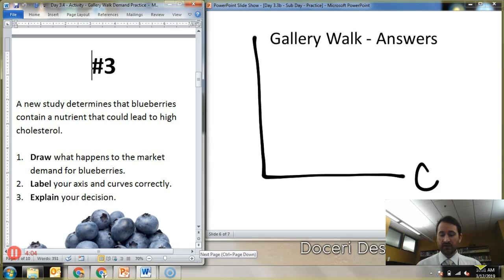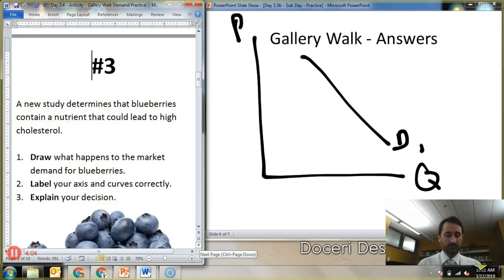Here we have a new study. Oftentimes news reports or scientific studies are released with information about a good or a service, and that might affect our demand for it as consumers. And so in this case, let's say that blueberries lead to high cholesterol. So what happens to the demand for blueberries?